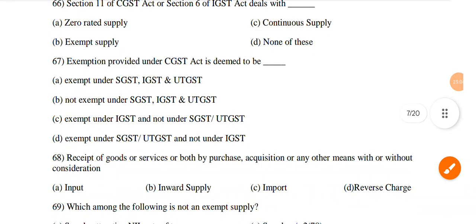Next question, exemption provided under CGST Act is deemed to be dash. Option A, exempt under SGST, IGST and UTGST. B, not exempt under SGST, IGST and UTGST. Option C, exempt under IGST and not under SGST and UTGST. D, exempt under SGST/UTGST and not under IGST. The correct option is D.